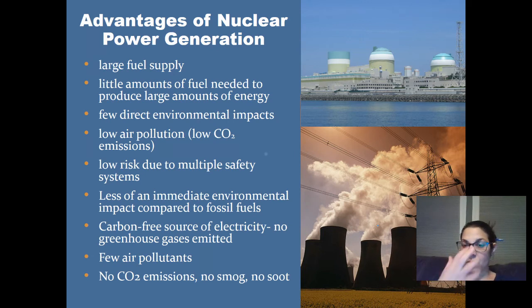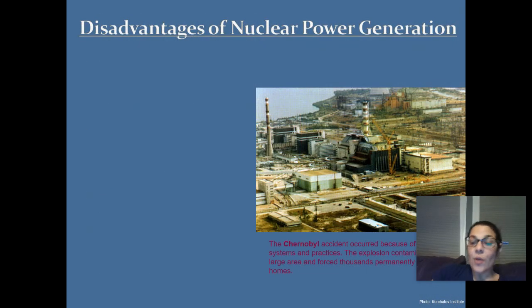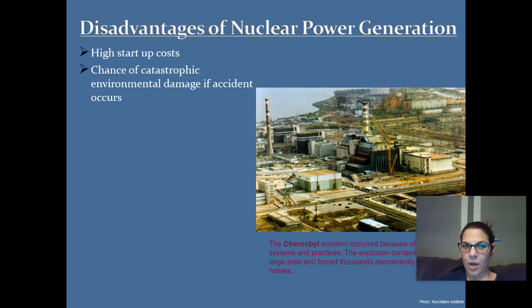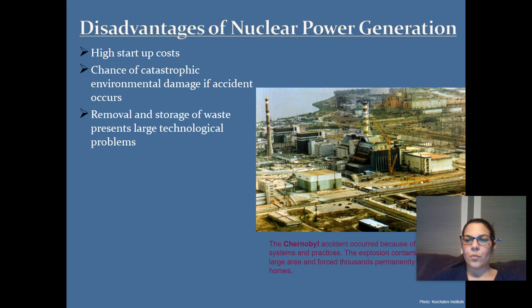So environmentalists are kind of split on nuclear power. You either like it for the interim of your solar energy and all of your different renewables because we don't have the battery storage, as you guys remember seeing in that video that we watched, the Nova documentary. And then you have disadvantages. Really expensive, very high startup costs. The chance of catastrophic environmental damage if an accident occurs is overwhelming. And we don't have a good, safe storage solution for all of this spent fuel.